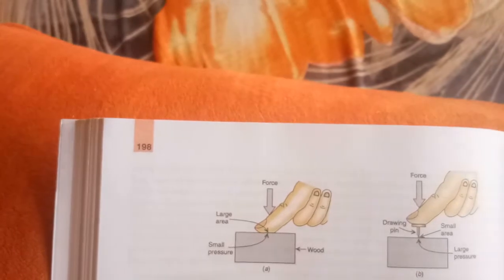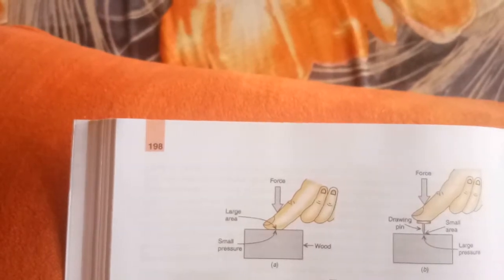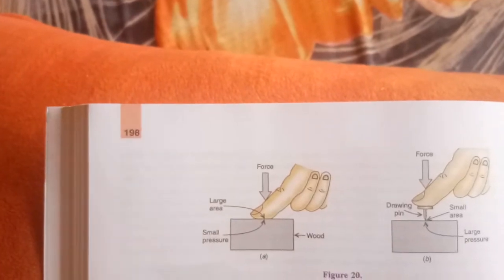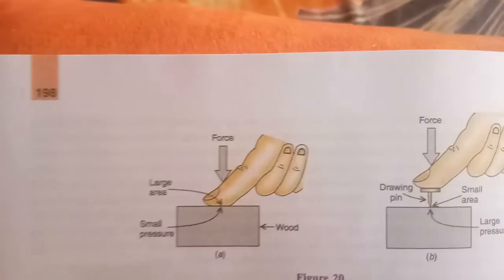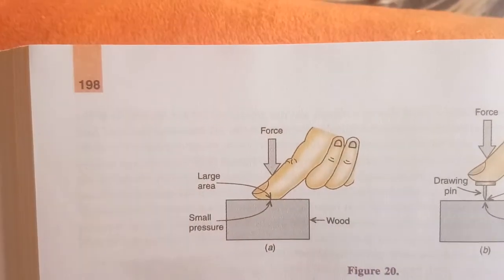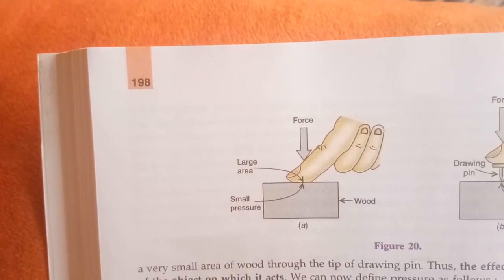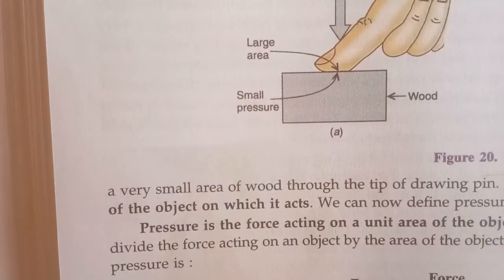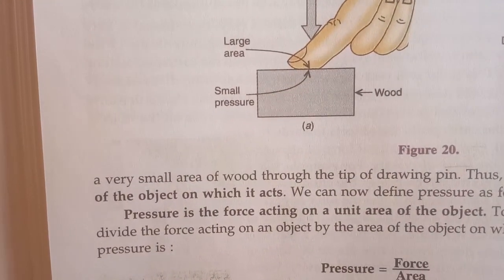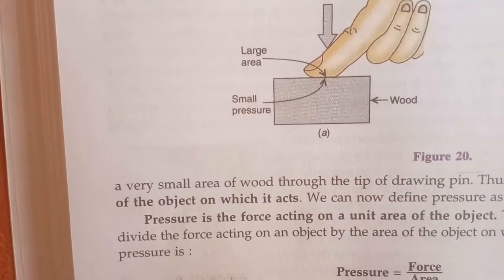Okay, from here we can now define pressure. Pressure is the force acting per unit area. What is pressure? The force acting per unit area is called pressure. My dear students, the SI unit of force is Newton, and the SI unit of area is meter square. So the unit of pressure is Newton per meter square.